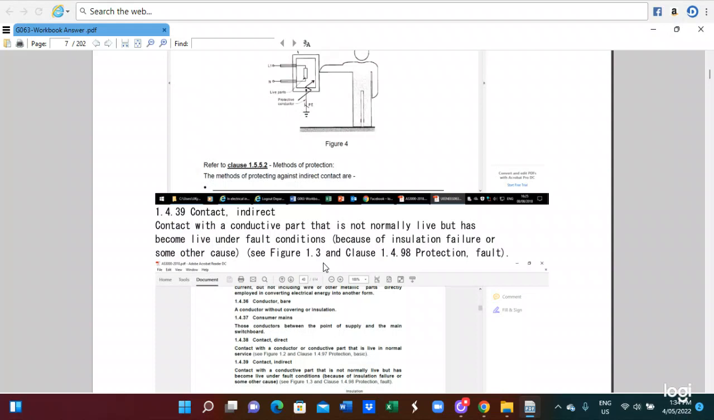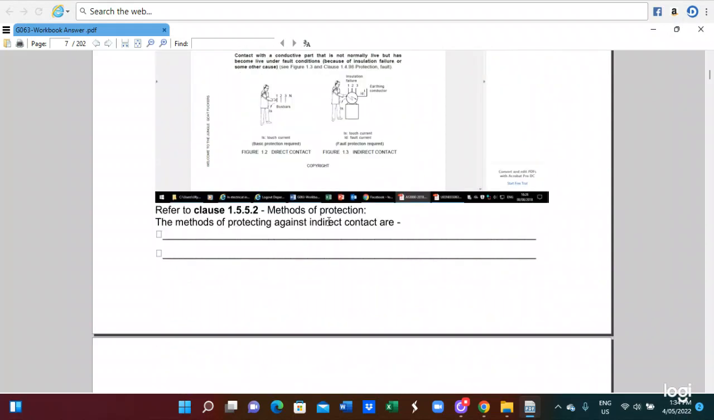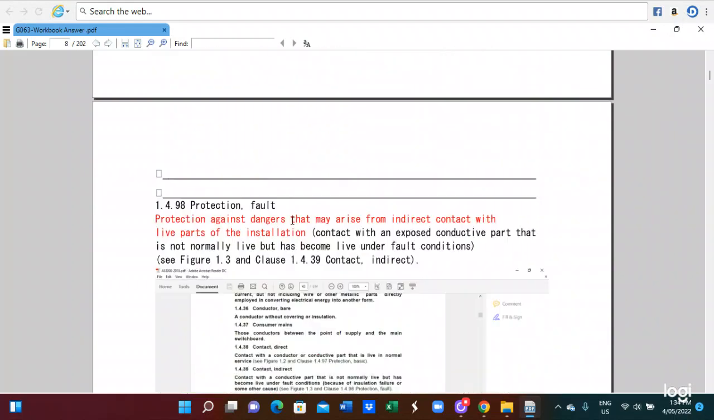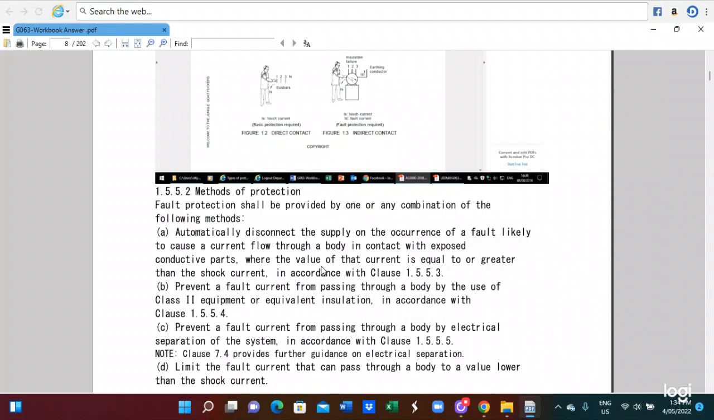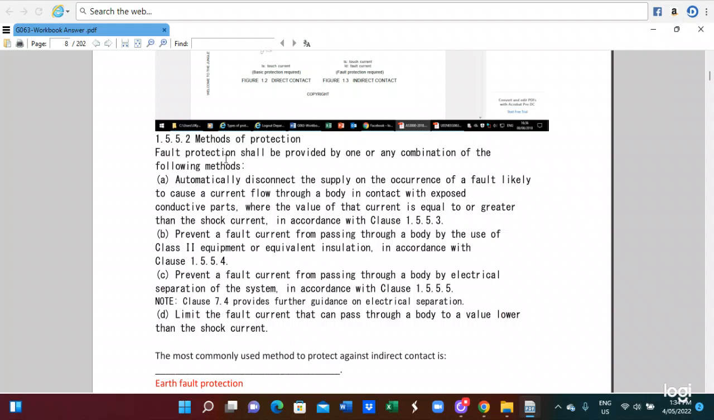Contact, indirect contacts, this is the definition. And the method of protection is also given: protection against the danger that may arise from direct contact with a person. This is for the protection method. And the methods of protection, you also read that these are the methods of protection.